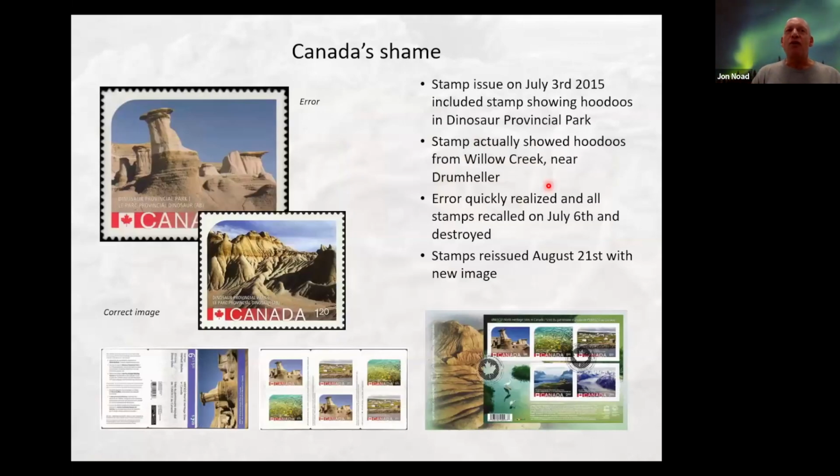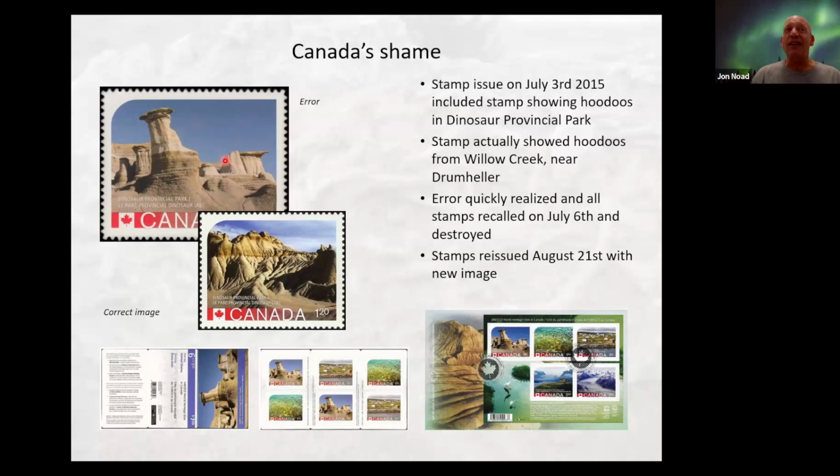But Canada also has some shame, because Canada issued a set of World Heritage Site stamps. They included Dinosaur Provincial Park, which is a World Heritage Site about 2 hours away from me as I sit here in Calgary. And they illustrated it using this picture here. It turned out that this picture is not from Dinosaur Provincial Park. It's actually from Willow Creek near Drumheller, about 100 kilometers away from the park.